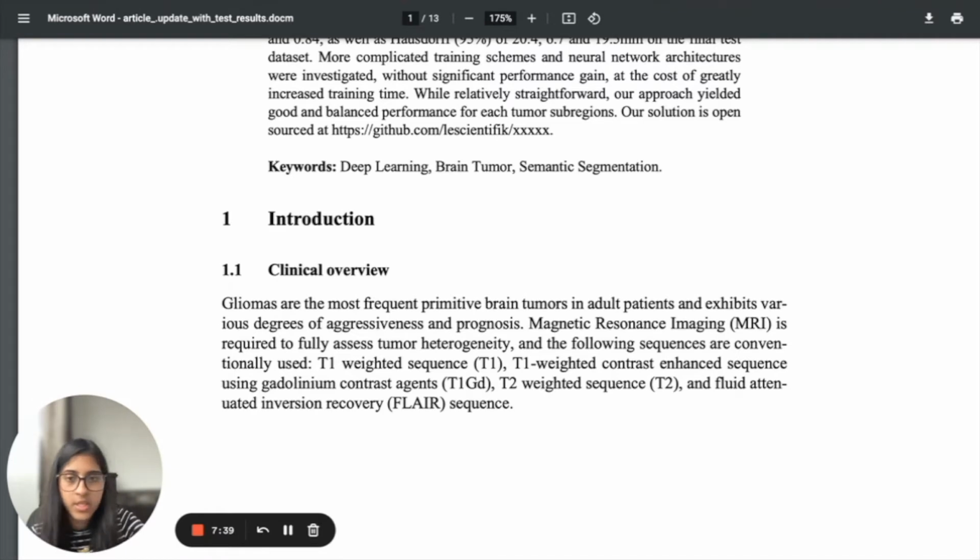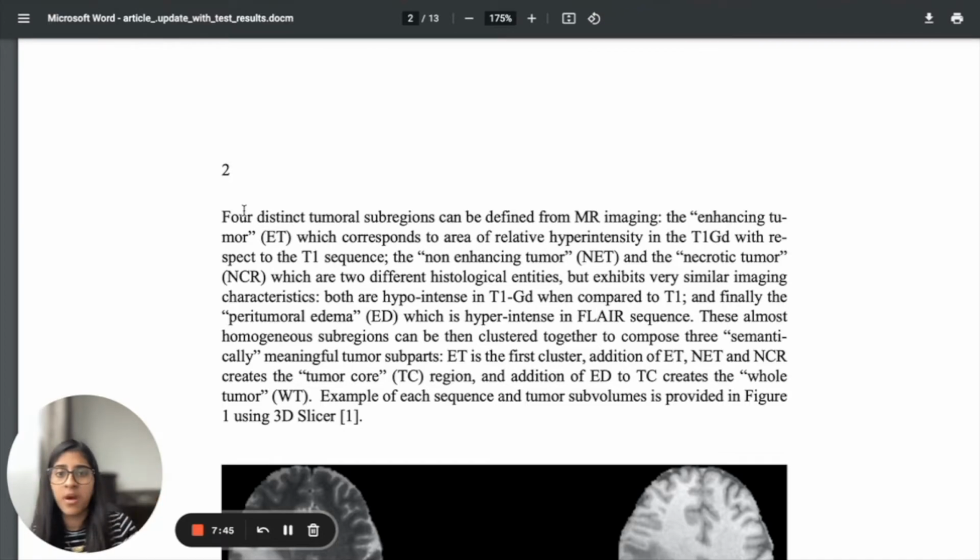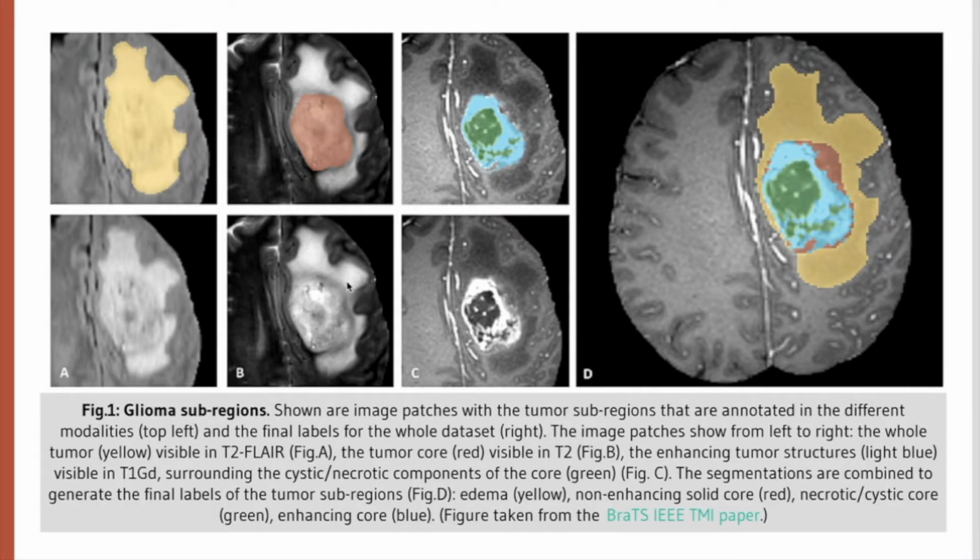So then we look into this page as well, which is basically talking about how there are 4 distinct tumoral subregions. It shows it right here. So this is part D, and it shows, first of all, the enhancing tumor. Here, let's see, the edema, the enhancing core. So this is the enhancing core, the blue part. We also have the edema, which is in yellow. We have the non-enhancing solid core, which is in red. And then we have the necrotic or cystic core, which is in green.